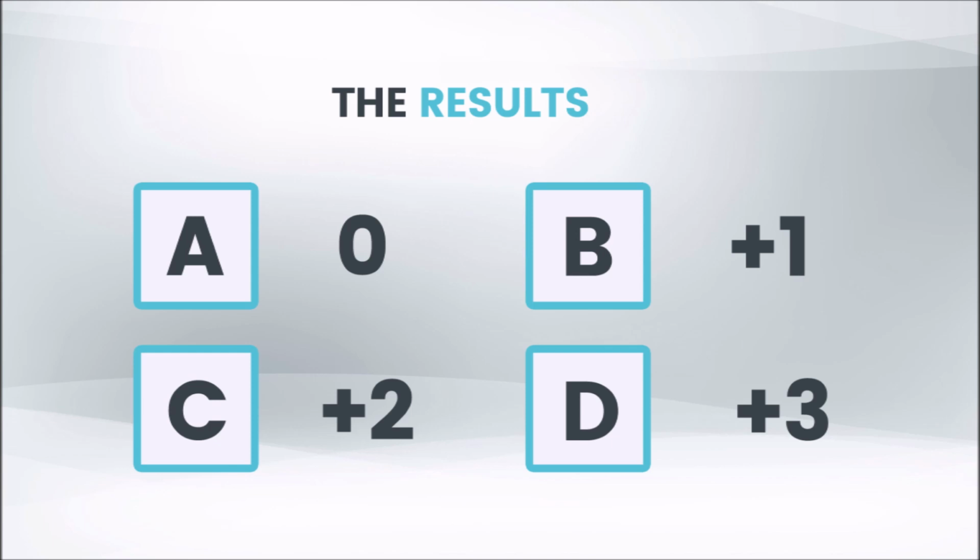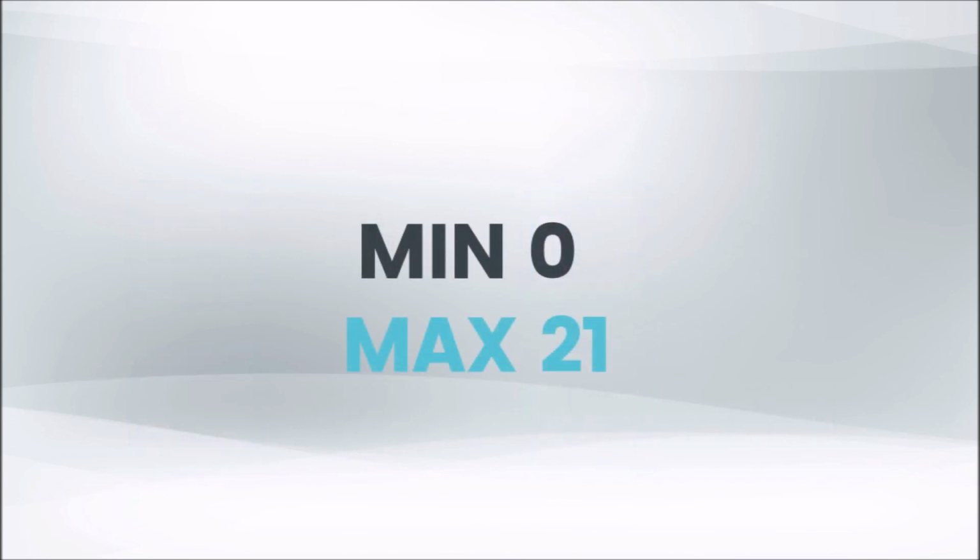If you answered C to any of the questions, more than half the days, those are scored with a 2. And if you answered D to any question, nearly every day, mark those with a 3. So answers A, 0, answers B, 1, any questions answered with C is 2, and finally D is 3. So the minimum score you can attain is 0 and the maximum 21.